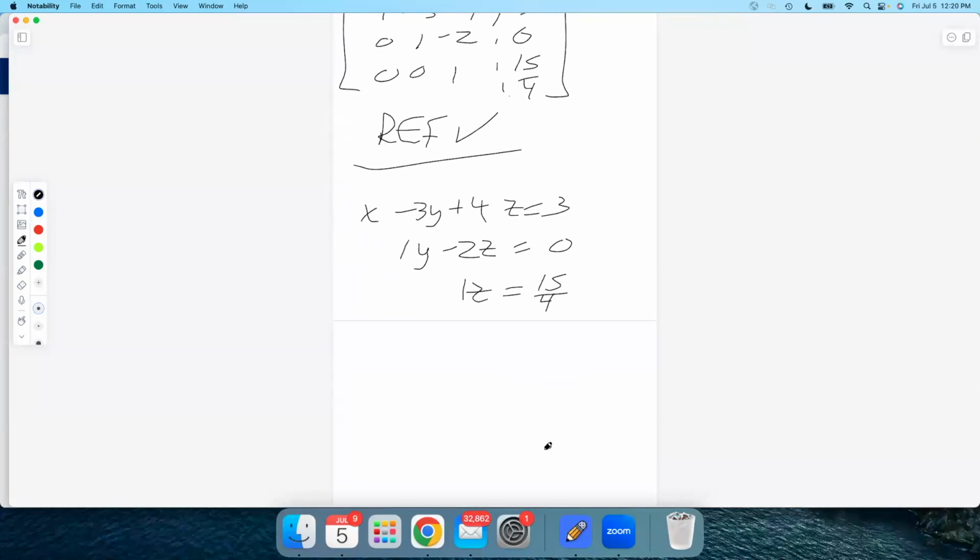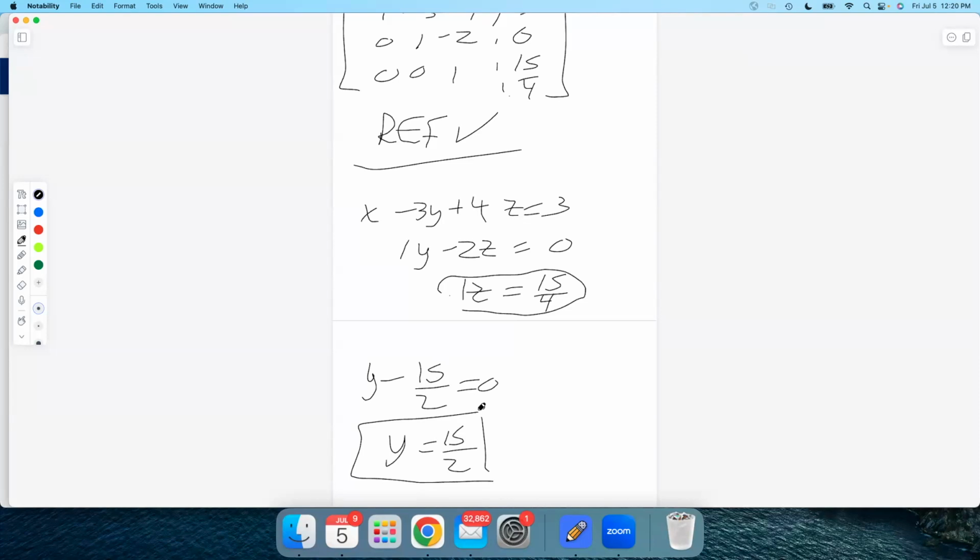We could solve this just using back substitution. I've already got z. That's the whole point of doing this. I've got z now, z's right in front of me. I can plug that in here and now get y. So that'll say y minus twice z, or I guess that'll be 15 over 2, equals 0. So y equals 15 over 2.